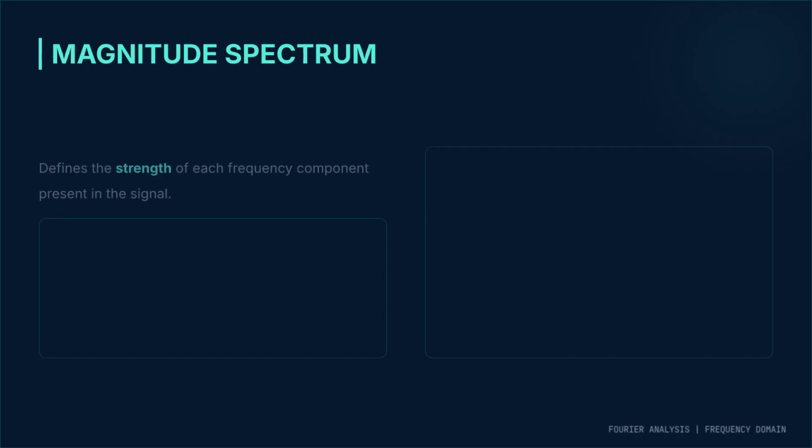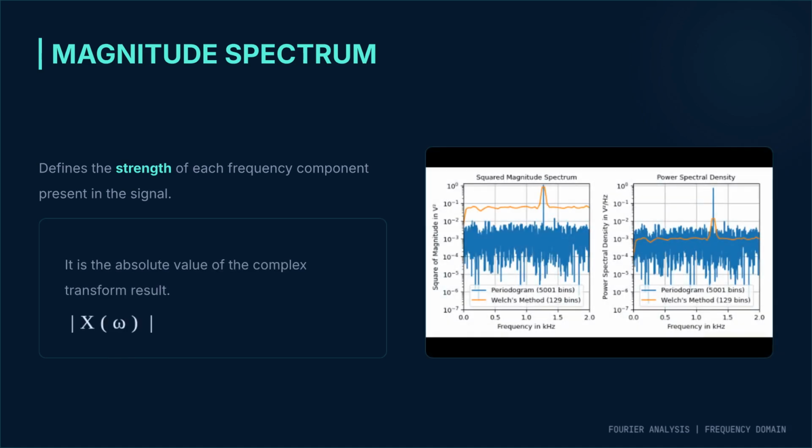The magnitude spectrum defines the strength of each frequency component. It is the absolute value of the complex transform result. It is often visualized as power spectral density.